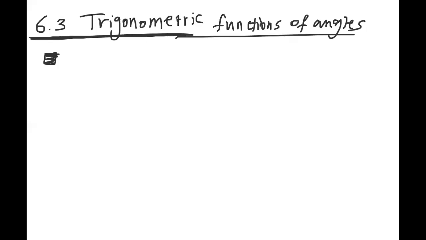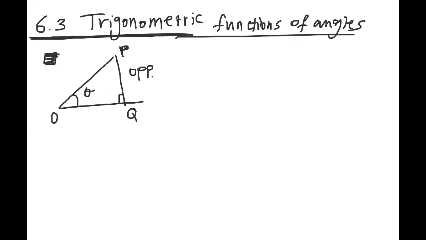So suppose I have, for example, a triangle that looks like that. This here is O, Q, and B, such that this angle is theta. Here's the opposite. Here's the adjacent. And here's the hypotenuse.